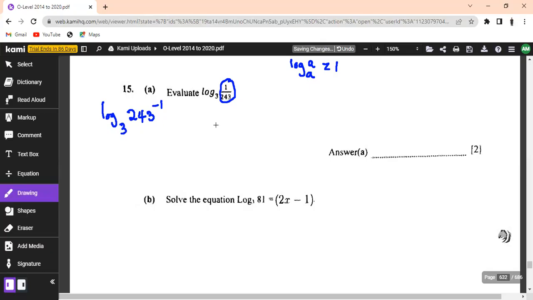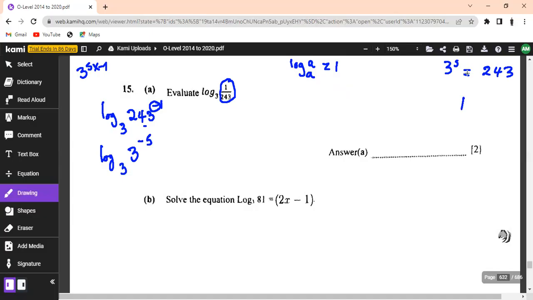So let us write this number in base 3. 243, we know that this is 3 to the exponent of 5. So if you multiply 3 five times, it is going to give you 243. But there is a negative exponent here. So it's going to be log of 3 to the exponent of 5 times minus 1, which is going to give us negative 5 in base 3.